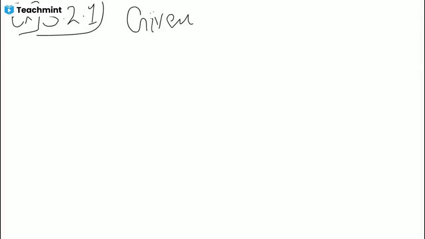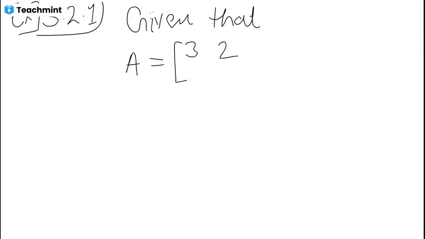Example 3.2.1. We are doing, given that matrix A is equal to a 2 by 2 matrix of order: 3, 2 and 2, 0. To find eigenvalues, we need to form a matrix like this to find eigenvalues.